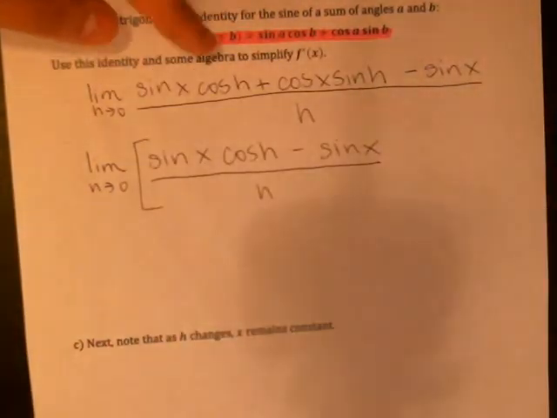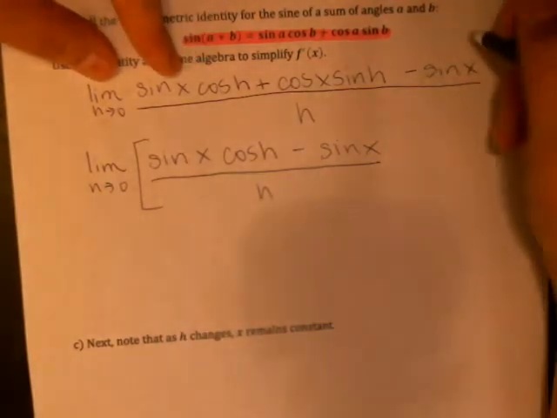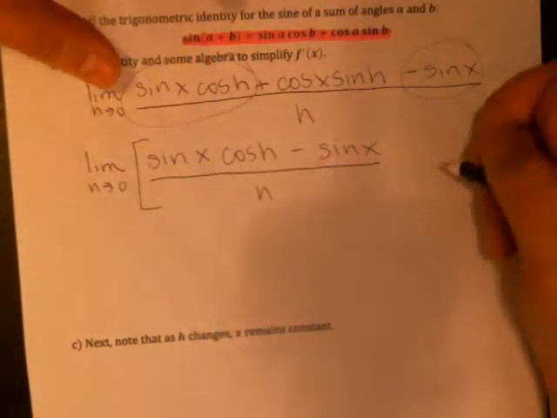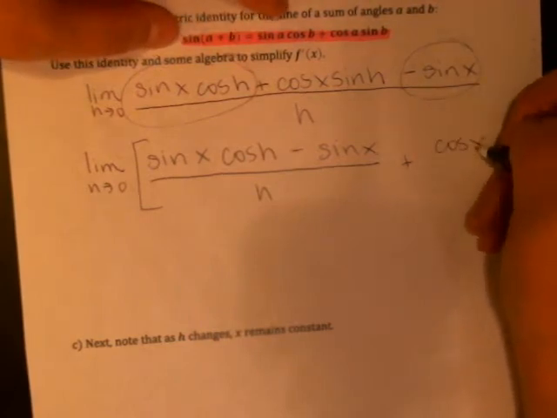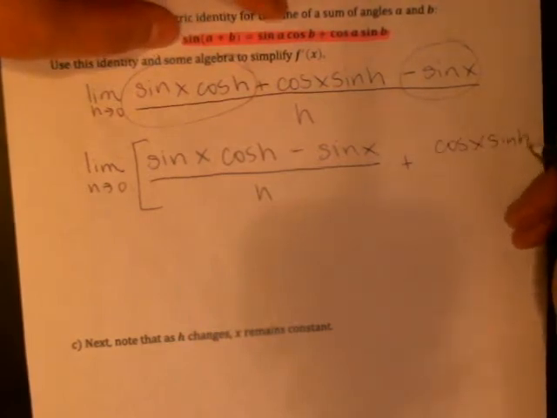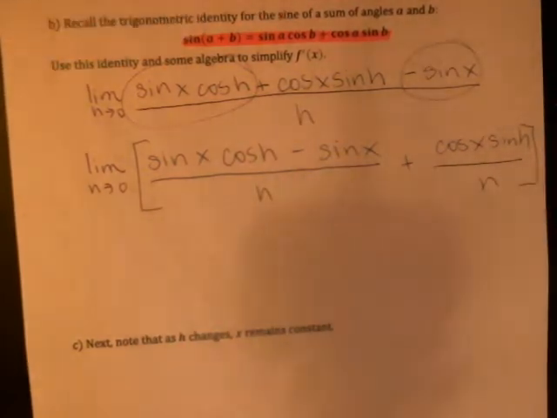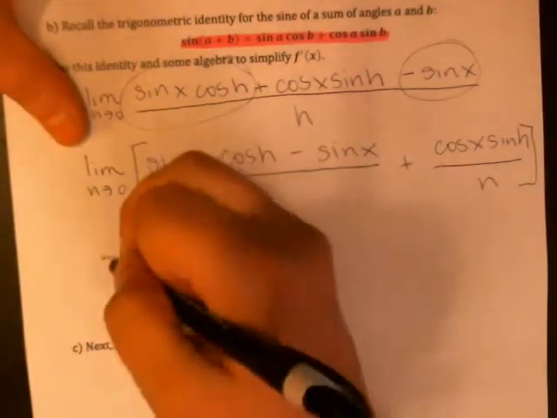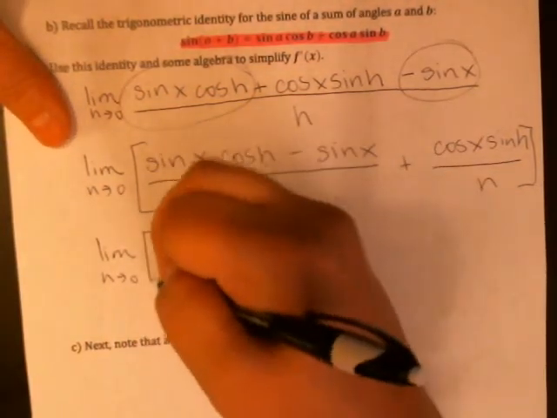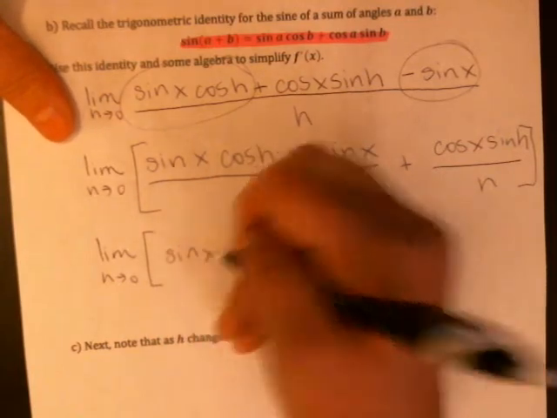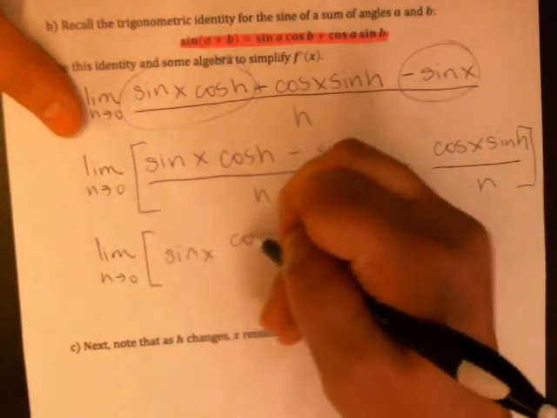And I'm even going to split it up into two fractions to really separate this off. So here's the one with the sine x's. These two went in the first fraction. And then we have a plus cosine x sine h over h. Okay. And then I'm even going to go one more step, I think, before I move on to the next part. I'm going to factor out the sine x. So I'm really trying to separate x's and h's as much as possible.